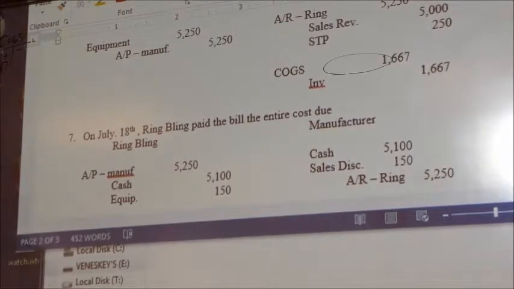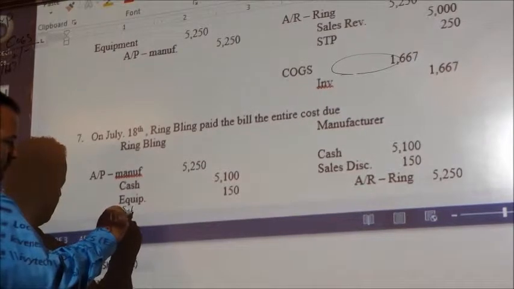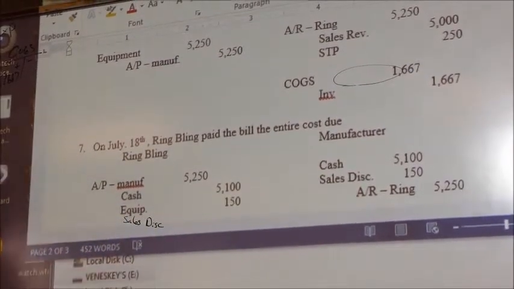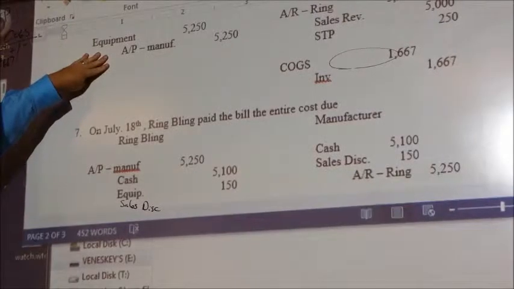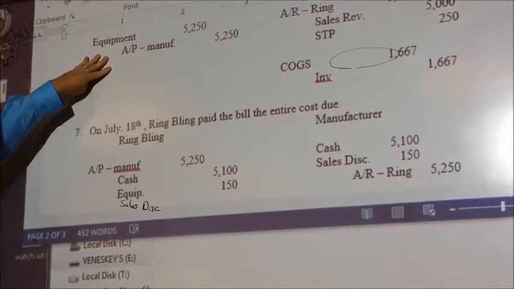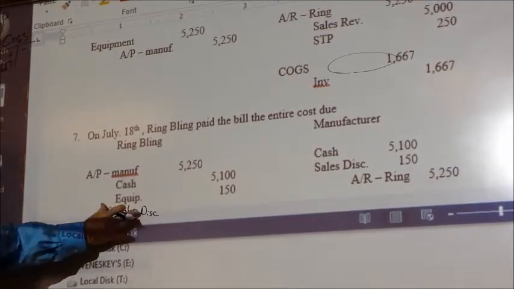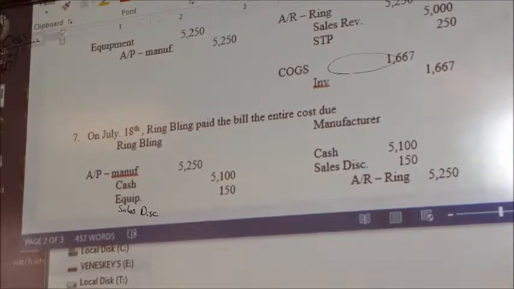And then so many people want to do this too. Sales discount. Don't want to do that. We never had a sale up here to take a sales discount from. Doesn't make any sense. And if you did it like this as a credit, you would have a negative sales discount. And that doesn't make any sense either.